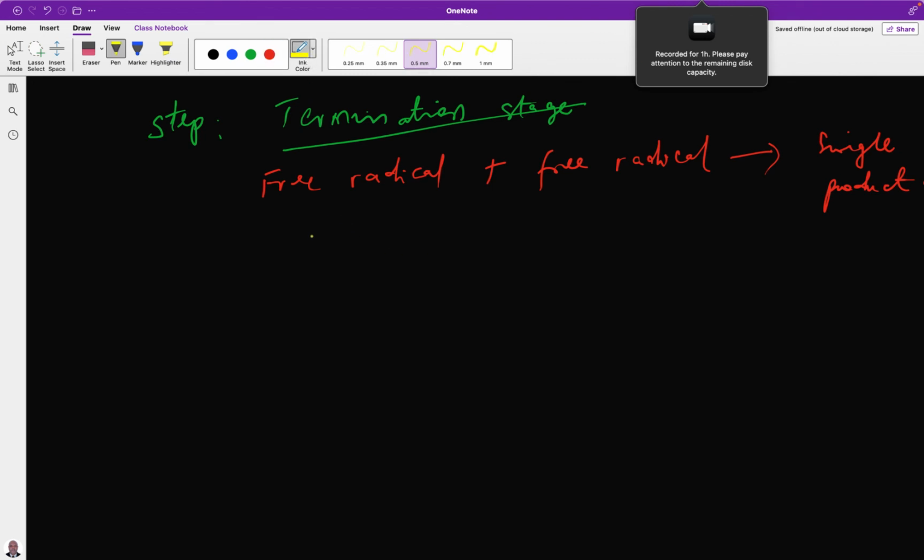You will have a chlorine free radical plus another chlorine free radical to form what? A chlorine molecule. You will have a methane free radical plus a chlorine free radical. We will have what? Chloromethane.